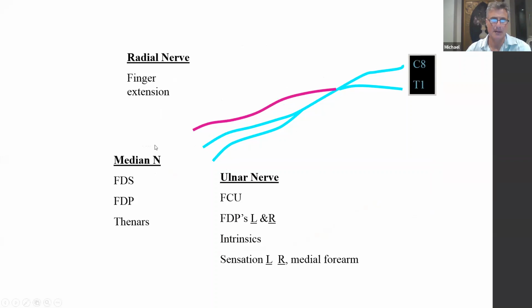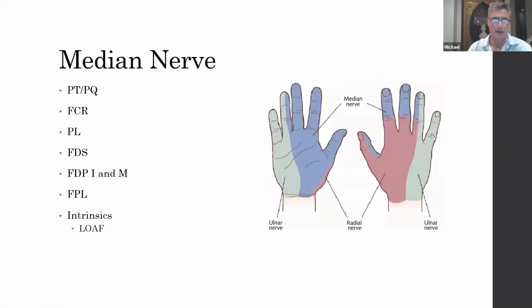So there you have it. From C8 and T1 down to the median nerve, it's the FDSs, the FDPs, and all the thenar intrinsics, the median nerve intrinsics, which we'll get onto in a second. So to summarize, the median nerve, that's the sensation of the median nerve there.